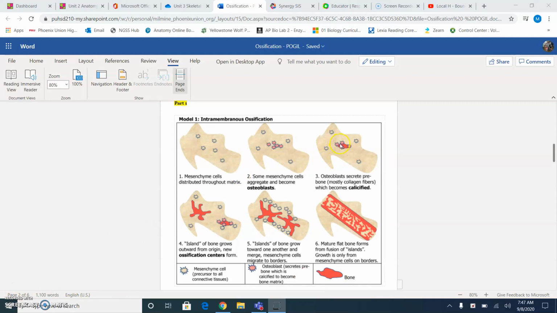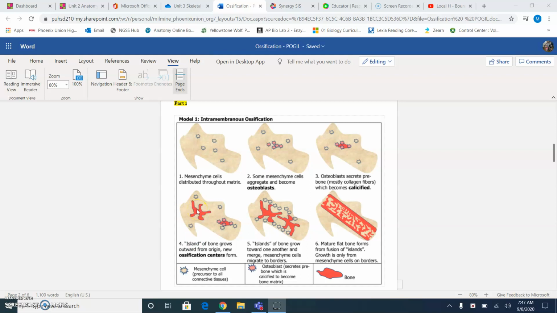As these osteoblasts continue to secrete prebone, which becomes calcified, which then becomes bone, we see that it has grown outwards, but then it has stopped. I don't see any more osteoblasts. This is called an island of bone, and it continues to grow outward and expand.